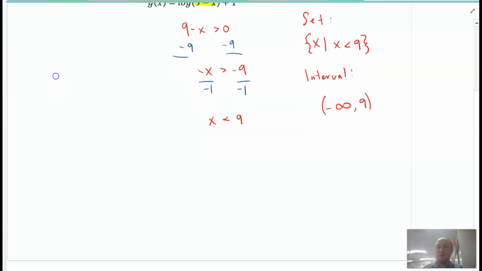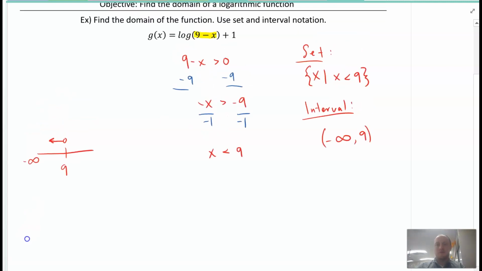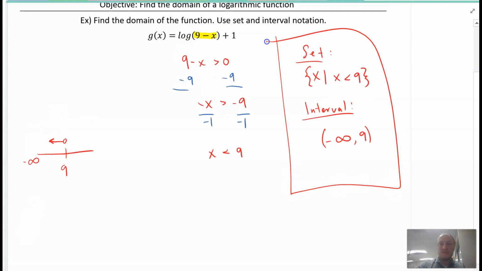If you struggle with interval notation, what I recommend doing is just drawing a number line, and I can place 9 on it, and I want x is less than 9. So that's all the values this way. So this will tell you we're going from negative infinity to 9. Another way of thinking about it too is the inequality points as an arrow, so the arrow is going this way, so our domain's that way.